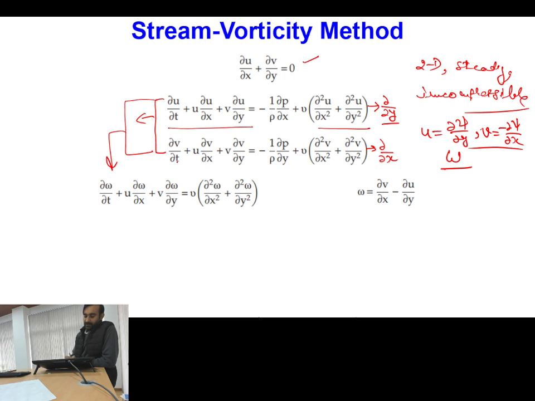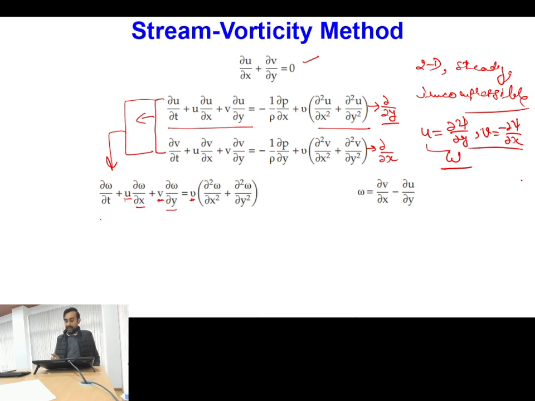I will be getting ∂ω/∂t + u ∂ω/∂x + v ∂ω/∂y = (μ/ρ, which becomes ν) times (∂²ω/∂x² + ∂²ω/∂y²). So you can see now the equation is purely in terms of omega, and you have some components of u and v in the advection term, which can be replaced with these quantities: u = ∂ψ/∂y and v = −∂ψ/∂x.